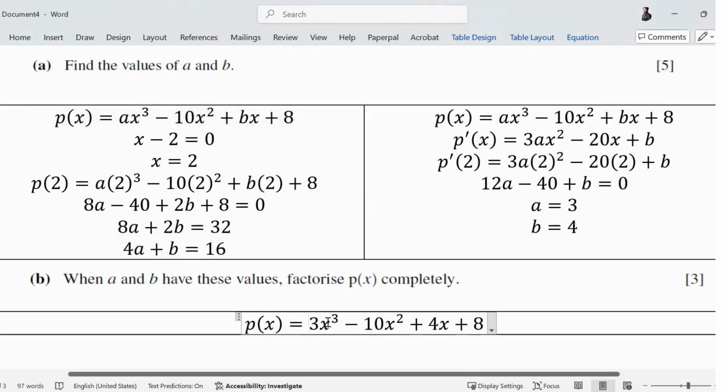Now I know one of the factors. Which factor do I know for this polynomial? x minus 2. I can either do long division to find the other factor, do that, and I'll tell you the other method as well. Do that first.